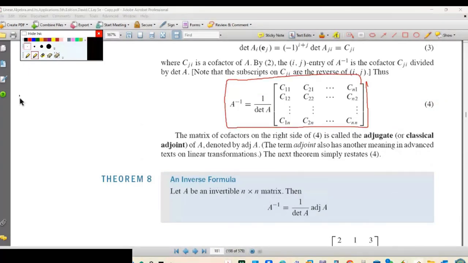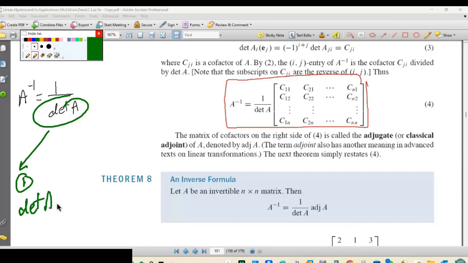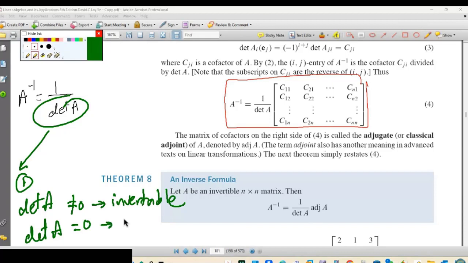Okay, I will write again, but see the trick. A minus 1 is 1 over det A. So first thing, calculate det A. If det A is not equal to 0, it's invertible. If det A equals 0, it is non-invertible. That means no inverse. This is the most important part. Don't start before det A. Calculate det A. First part. Second part.